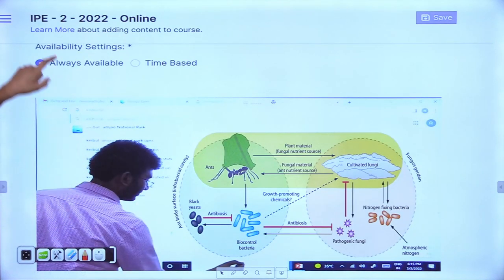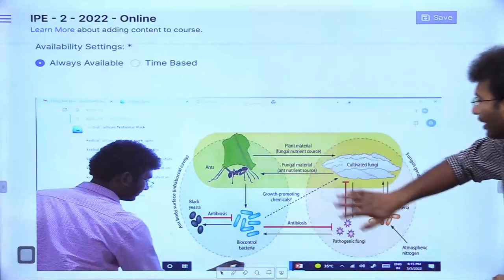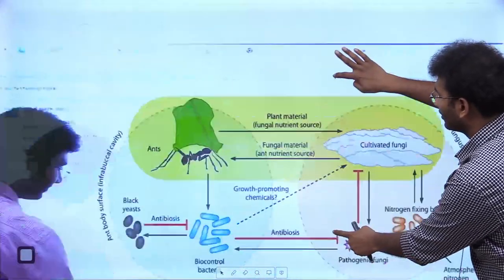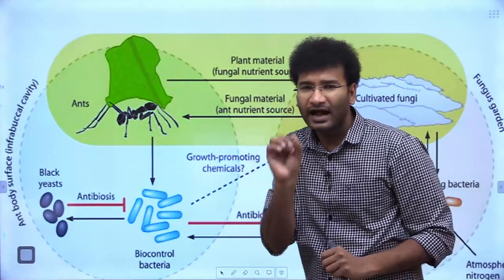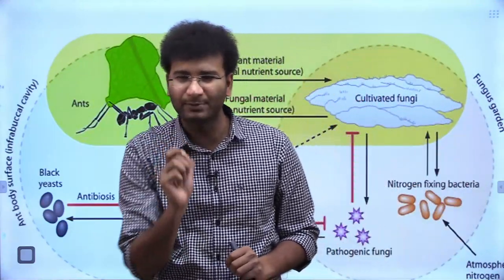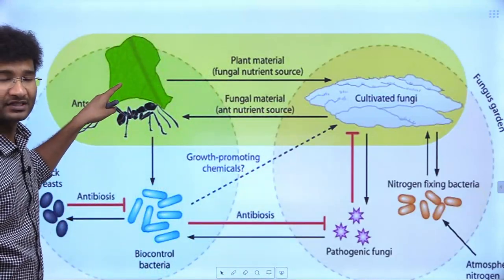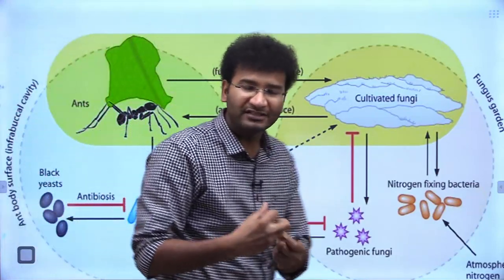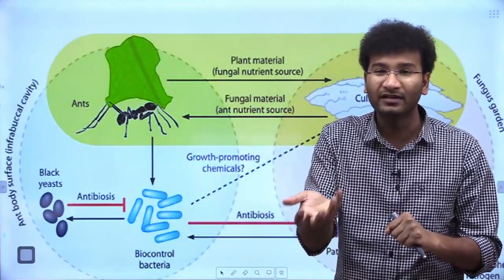This topic has been discussed in the IPE2 2022 online batch and offline batches as well. Here, I have clearly told about, see, there is an ant. What does ant do? Ant takes up small sweet particles. Along with that, your ant will also take up the leaves. It mixes those leaves, it also mixes those sugar. That is when it ferments to make up the fungi.